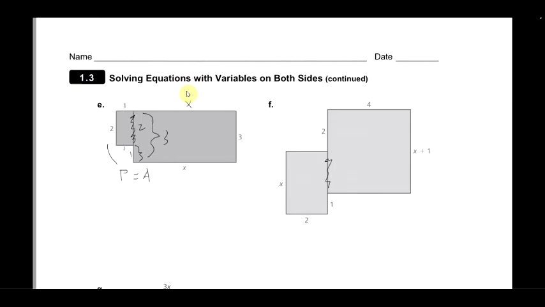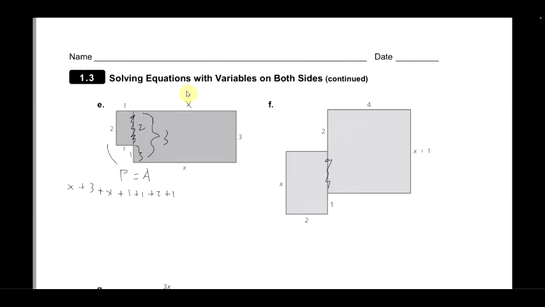Let's add up all of our sides. So we have, starting from the top x and going clockwise, x plus 3 plus x plus 1 plus 1 plus 2 plus 1. That's everyone.